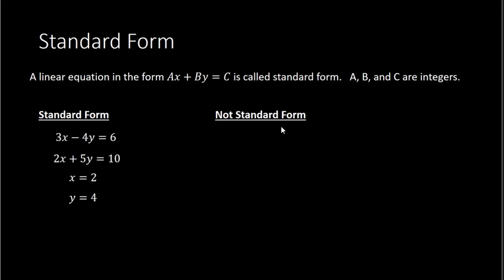Here are some examples of not standard form. First would be 1/3 x minus 2y plus 6. And the reason is because we cannot have fractions. So if you notice right here, as a little side note, a, b, and c must be integers. Integers would be numbers like 1, 2, 3, or -1, -2, -3. Numbers that are not fractions. So 1/3 would not make this standard because we cannot have fractions.